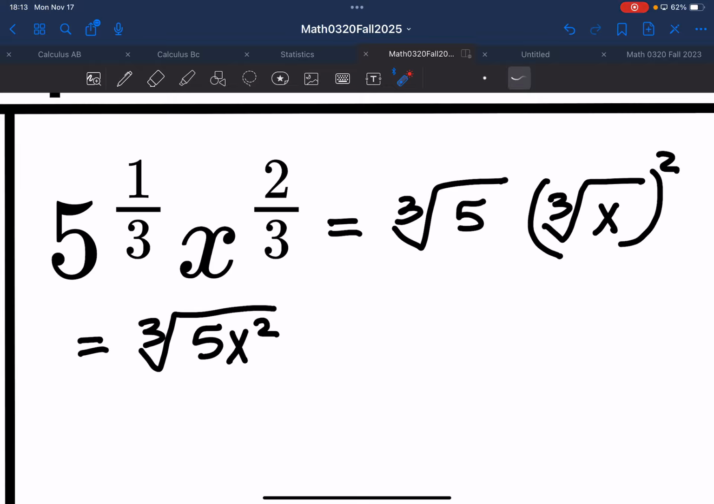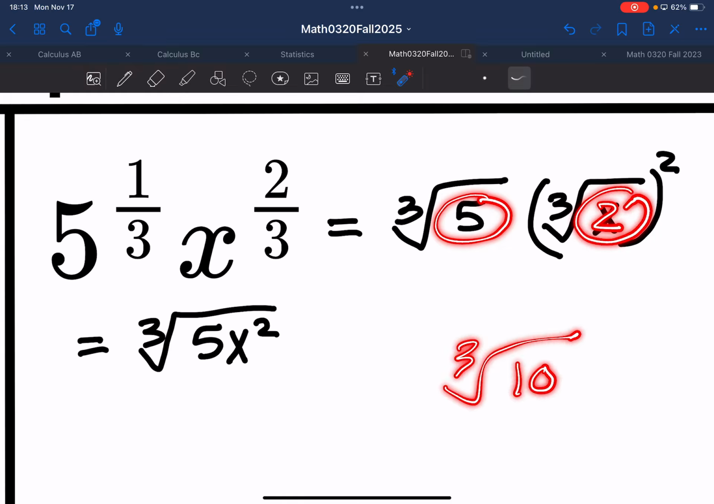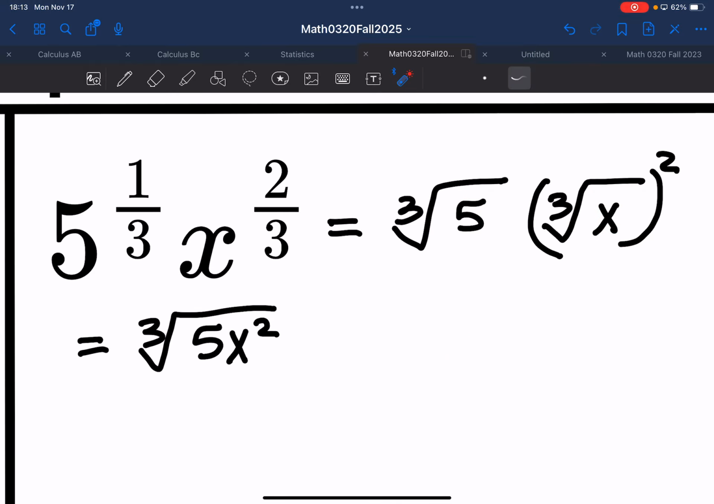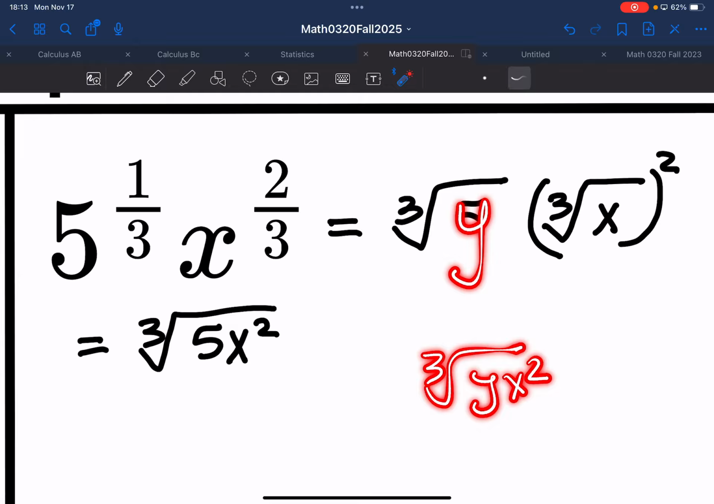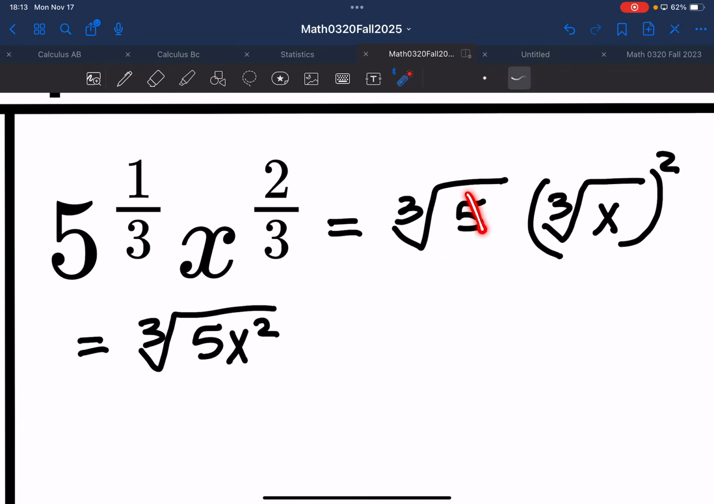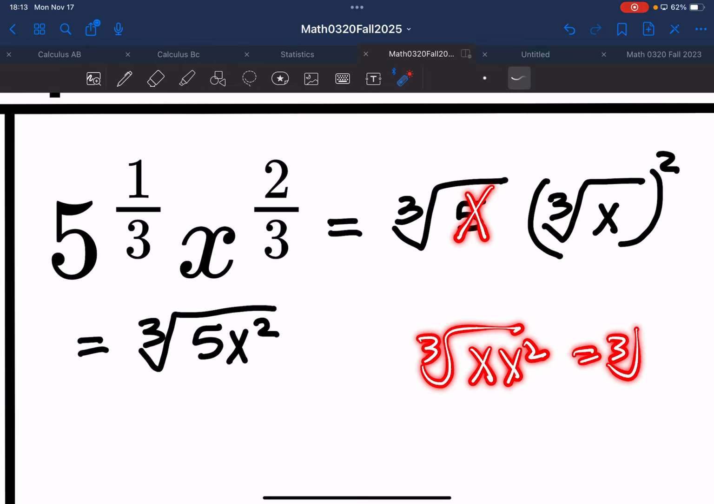So what you would do is you would do 5 times 2, and you'd get 10. And you would put the cube root of 10. Well, let me rephrase that because of that 2. This would be the cube root of 5 times 2 squared. So if they were both variables, what would happen? If they were both variables, let's say this is y, then it's the cube root of yx squared. If it was x, it would be the cube root of x times x squared, which is the cube root of x cubed.